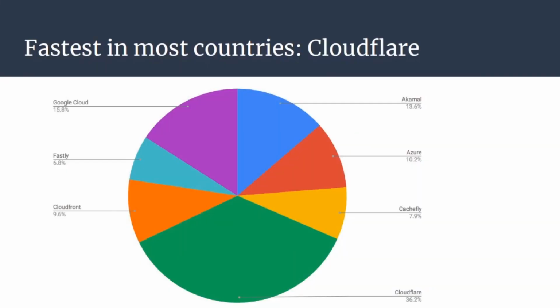Fastest in most countries turned out to be Cloudflare, but not by that much. They have a majority of 36%, then Google Cloud, Akamai, CloudFront, Azure, and others.